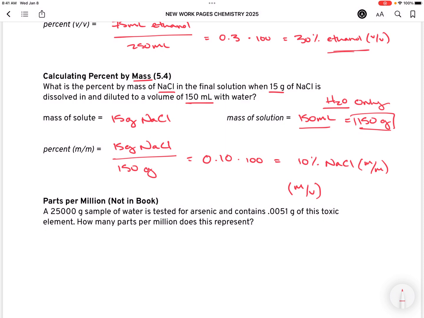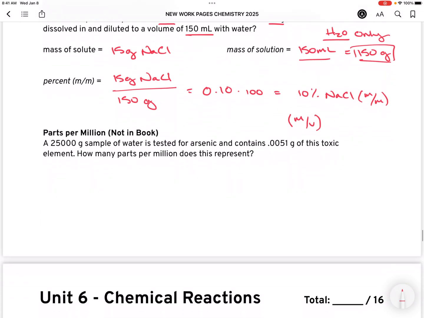All you're doing is comparing the part to the whole. And then the last part is parts per million. There are two ways to solve these kinds of problems.